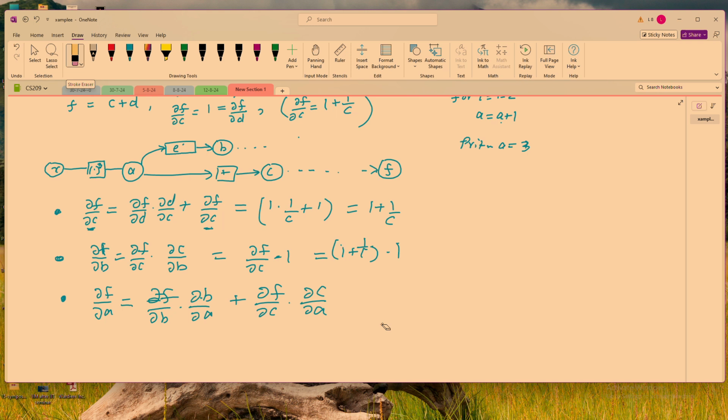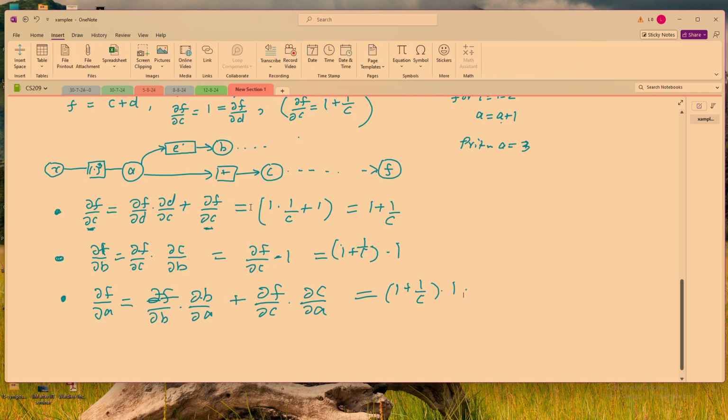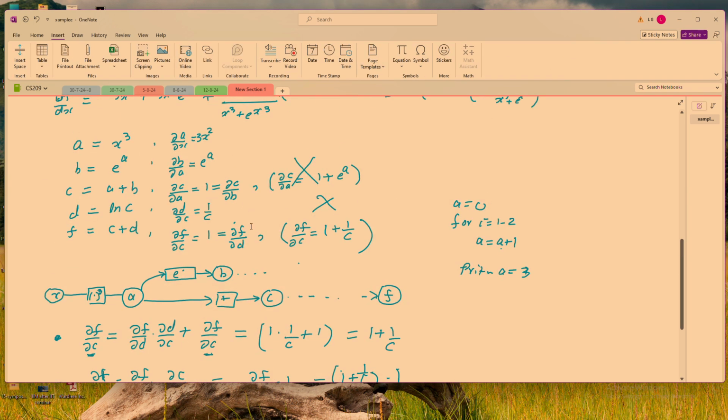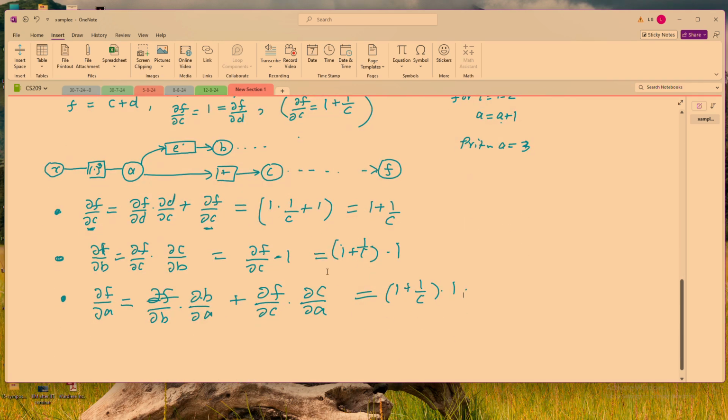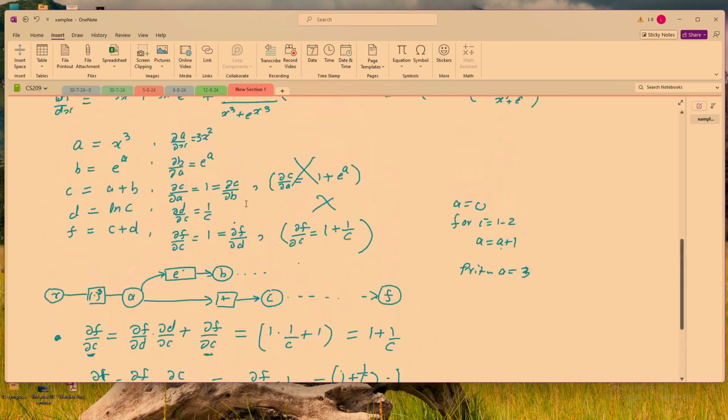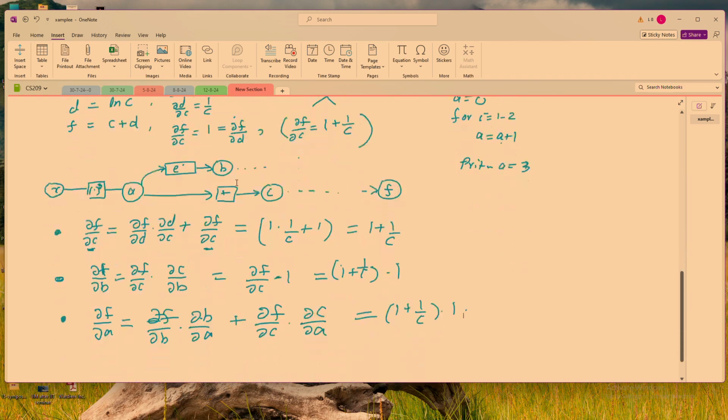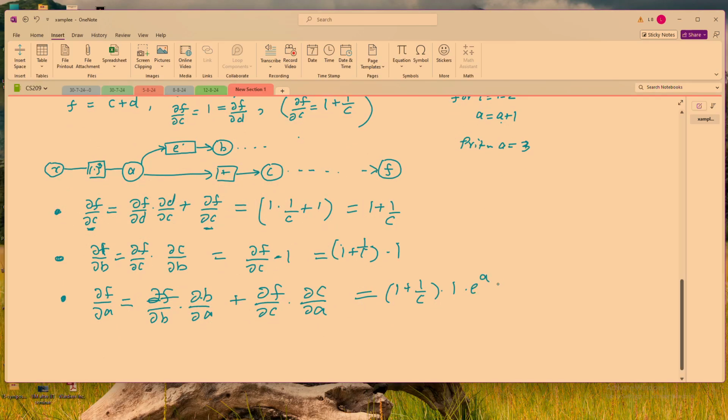Okay. So we'll substitute these values now. So these values are df over db is 1 plus 1 over c into 1 times db over da, which is e to the a, plus df over dc is this now, 1 plus 1 over c.